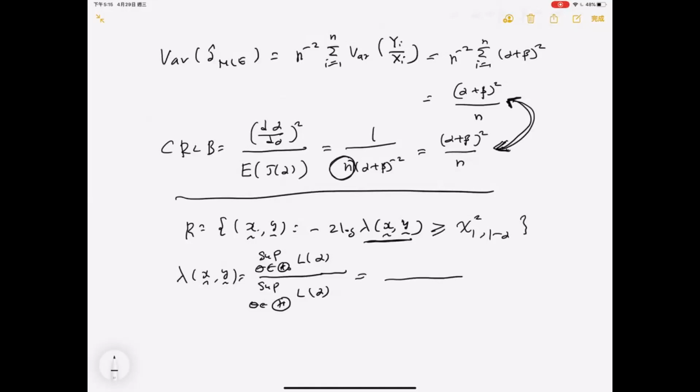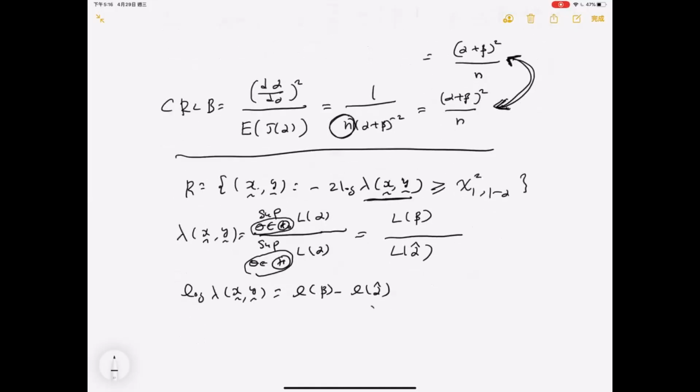So this is LRT lambda, and then your null space is alpha equals beta. So that means this is your null space right here. In terms of MLE, you only have a single value of alpha, right? And then your overall space, that means no restrictions, would be your alpha hat right here. You could write so, and then you take log lambda, nothing but the log likelihood function, log alpha hat.